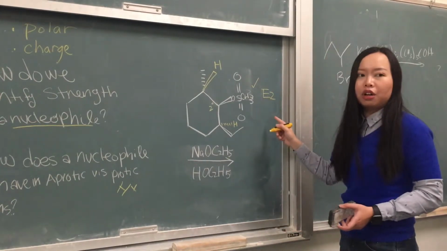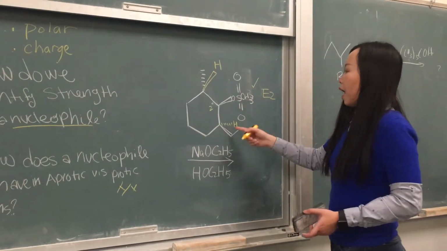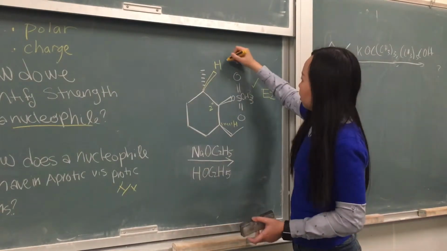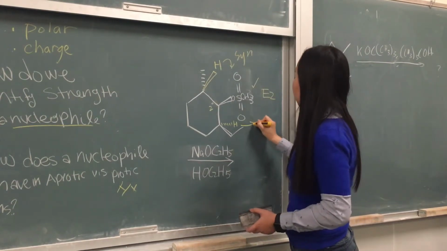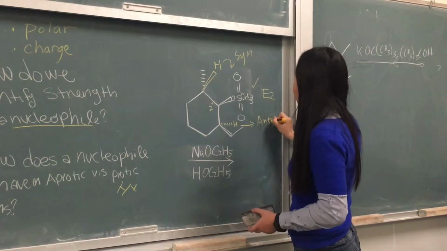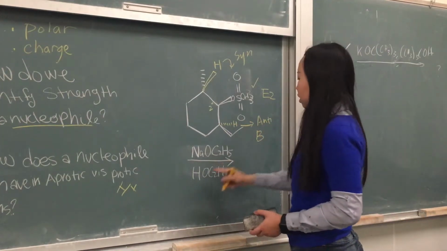Reaction according to our table. So after you have done all this, which one is the anti-hydrogen? This one is syn. So this one is the dashed hydrogen. Yeah, so this one is syn. This one is anti. So this one has to be the one that's the base, which is this.